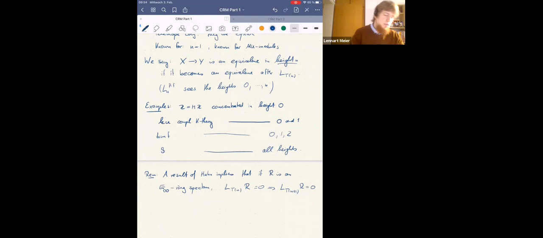So this implies, thus, for such an R, the heights of R are concentrated in consecutive degrees. So it cannot happen that we have heights 1, 2, and 5, but the third and the fourth Tn localizations are zero. This cannot happen. So this explains a little bit why we have this: here only in height 0, here in 0 and 1, here in 0, 1 and 2. It explains a lot of stuff, and this will also be crucial to some later applications.